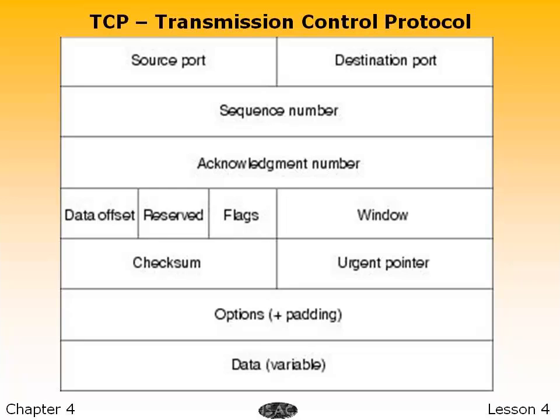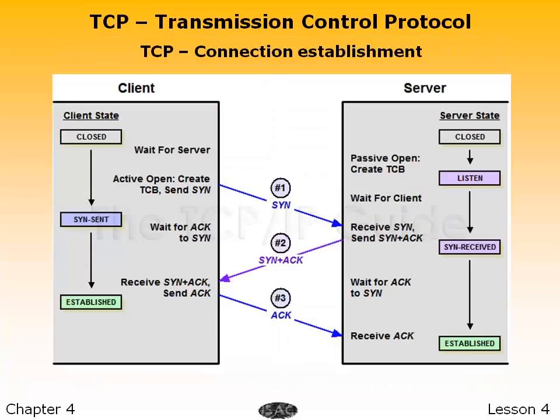Another octet of the TCP segment is window size, which has 16 bits, the size of the receive window, which specifies the number of window size units, by default, that the sender of the segment is currently willing to receive.